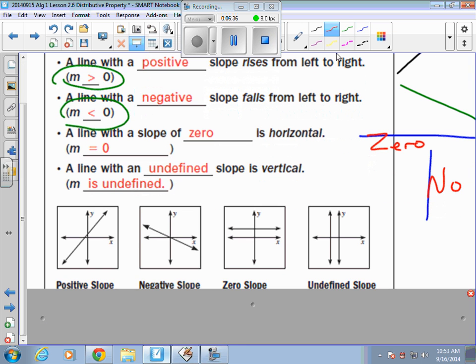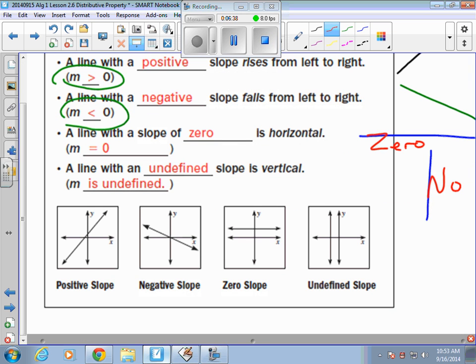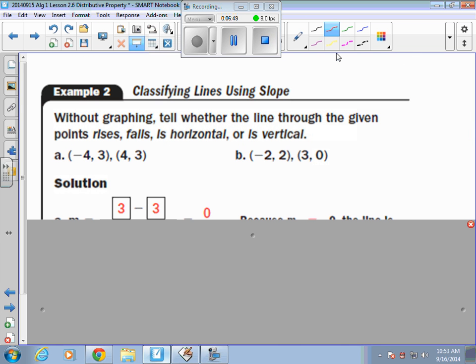Okay. And here, pictures to show what I just showed. Positive slope, it's a ramp going up. Negative slope, the ramp's going down. 0 slope, it's a horizontal line. And undefined slope is a vertical line. Example number 2, classifying lines using slope. Without graphing, tell whether the line through the given points rises, falls, is horizontal, or is vertical.